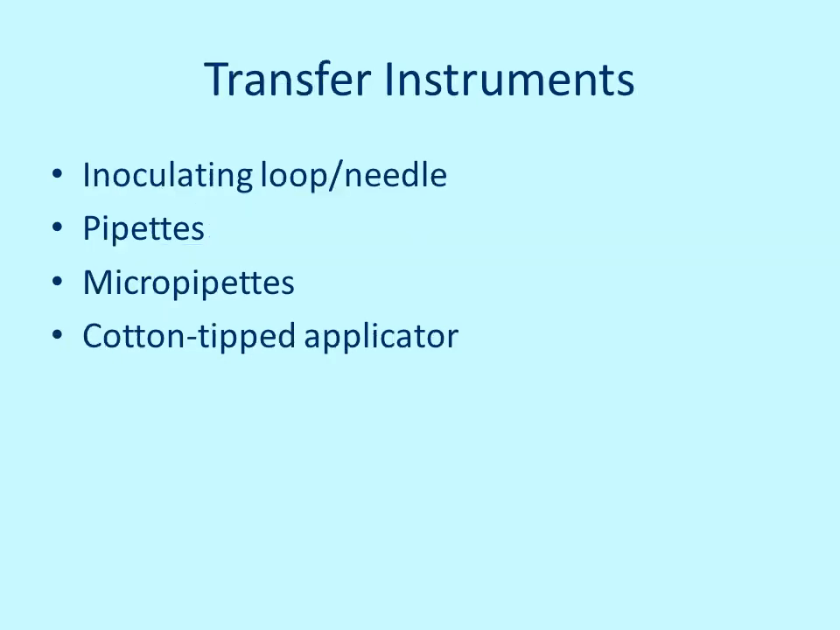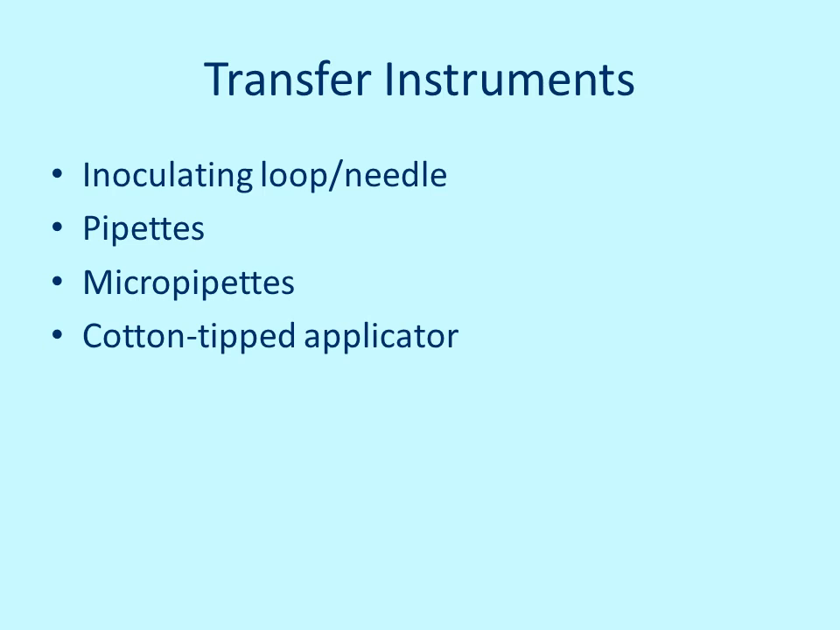Transfer equipment, instruments. Probably one of the most common things you're going to use is an inoculating loop. Sometimes you might use an inoculating needle. These can either be wire ones that you can sterilize, say in the flame, or they may be plastic and pre-sterilized for one use type of things.